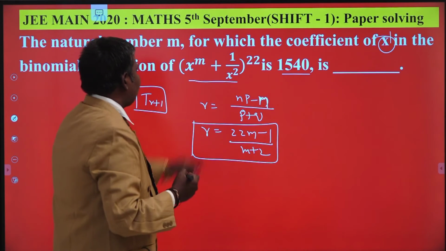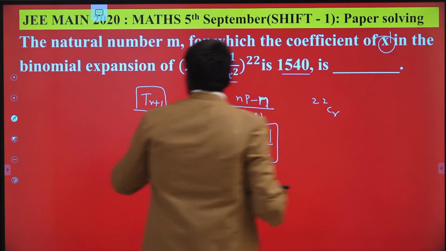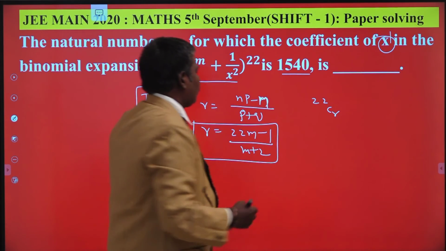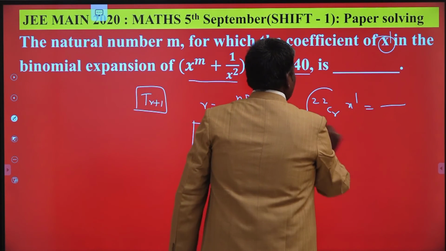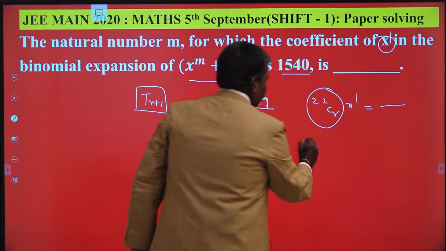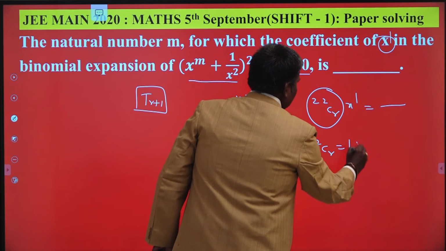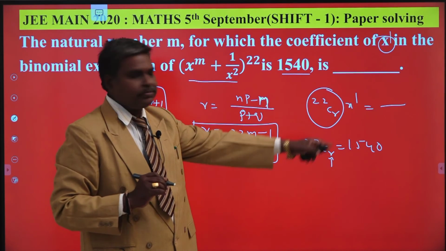Now the coefficient of x is given to you. That means 22Cr. T(r+1) is of the form 22Cr x to the power of something. So what is 22Cr? 22Cr is nothing but 1540. 22Cr is equal to 1540. For what value of r has this happened?